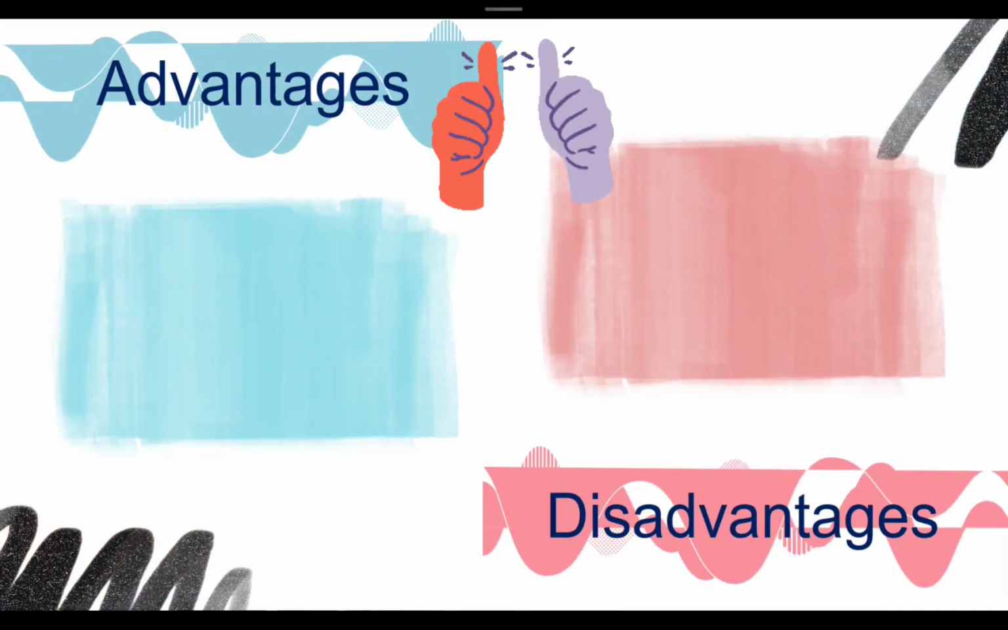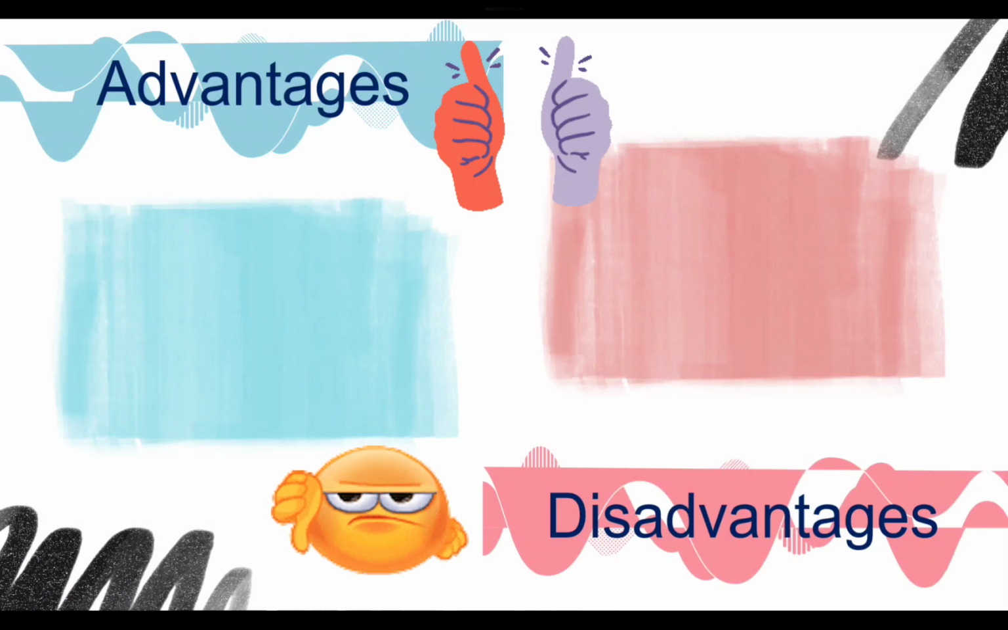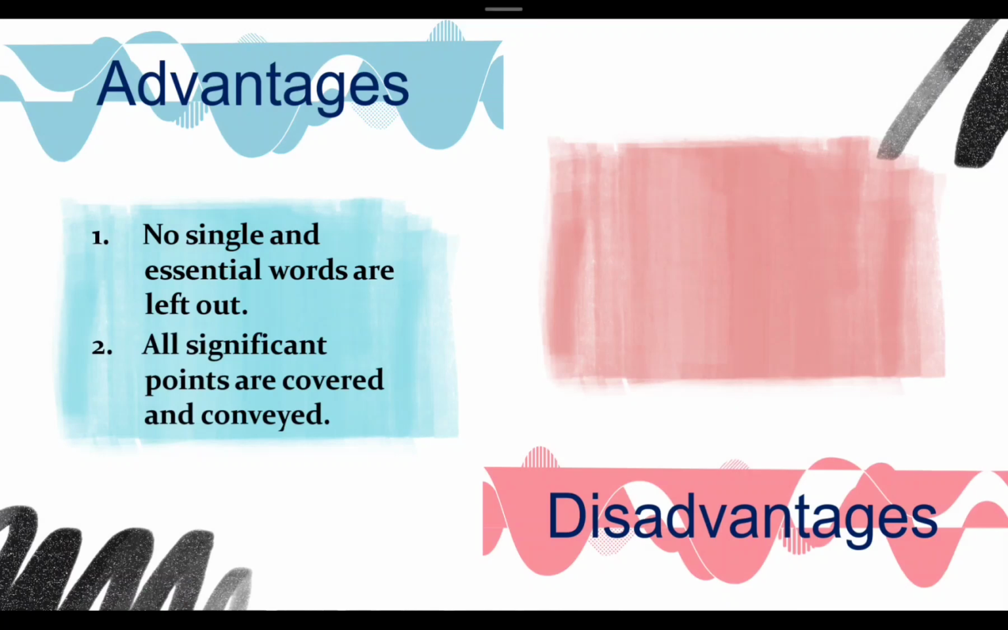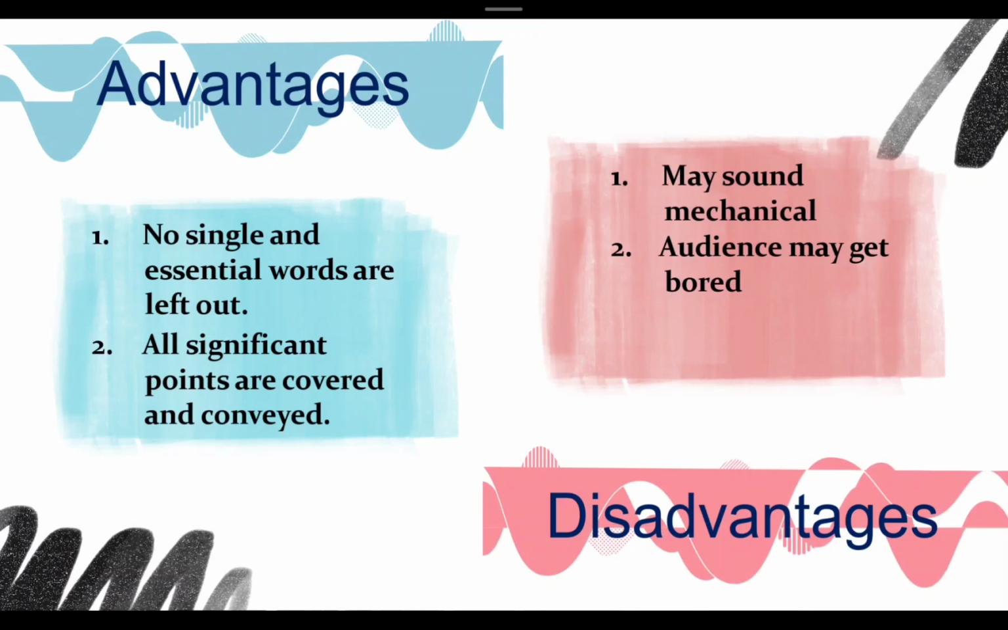The following are some of the advantages and disadvantages of reading from a manuscript. Some of the advantages are: 1. No single and essential words are left out. 2. All significant points are covered and conveyed. The disadvantages are: 1. The speech may sound mechanical or forced and unnatural. 2. The audience may quickly get bored or uninterested. 3. The speaker is limited in his or her use of nonverbal cues, or is unable to react to the audience's nonverbal cues.